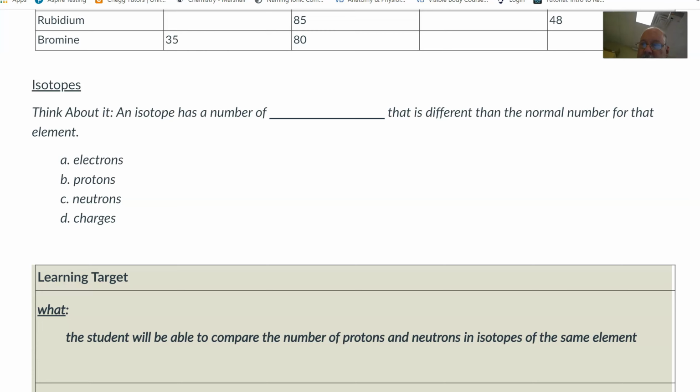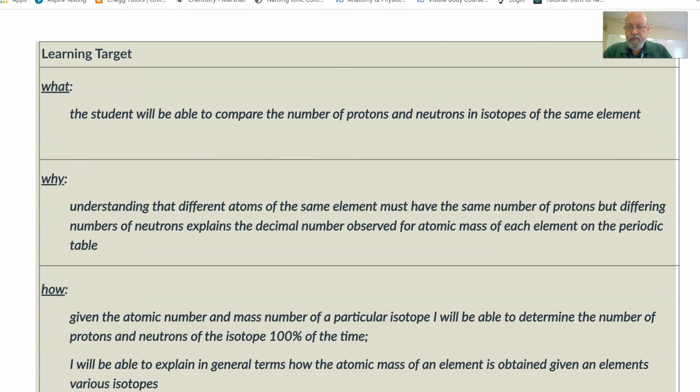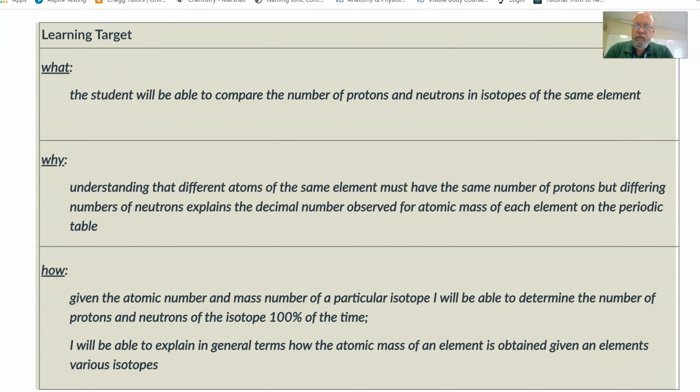And then lastly, we're going to talk about something called isotopes. And just to see if you remember anything about this at all, an isotope has a number of blank that is different from the normal number for that element, and we'll find out as we go through this what that is. So a student will be able to compare the number of protons and neutrons in an isotope of the same element, understanding that different atoms of the same element must have the same number of protons but differing numbers of neutrons explains the decimal number observed for atomic mass of each element on the periodic table, and we want to know why that happens.